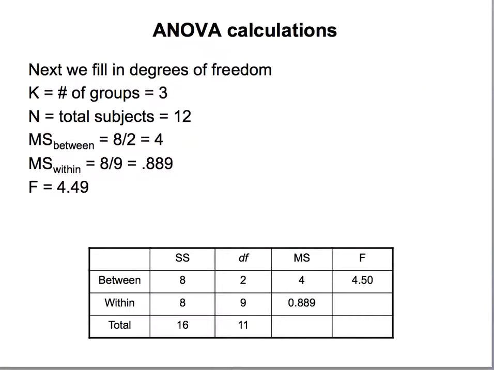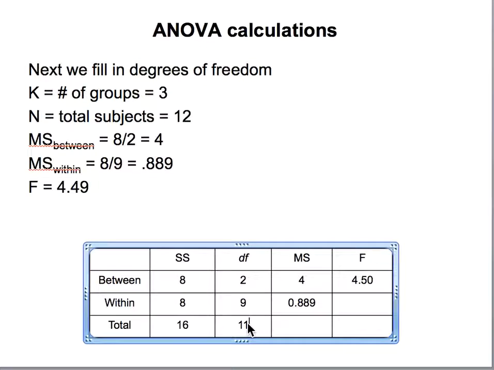Now we fill in our degrees of freedom. My K is my number of groups. My N is my total number of subjects. So total degrees of freedom is number of subjects minus 1, gives me 11. Between groups degrees of freedom is number of groups minus 1, which gives me 3 groups minus 1 equals 2. And then I have my within group degrees of freedom, which is my total number of people, which is 12, minus the number of groups I have, which gives me a value of 9.